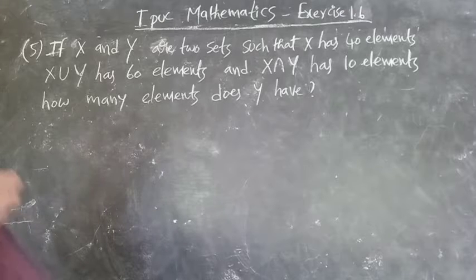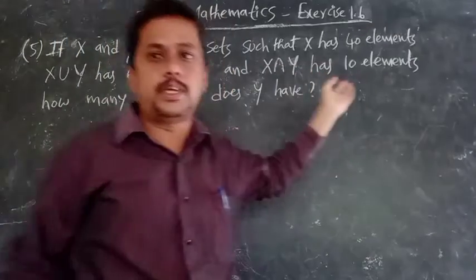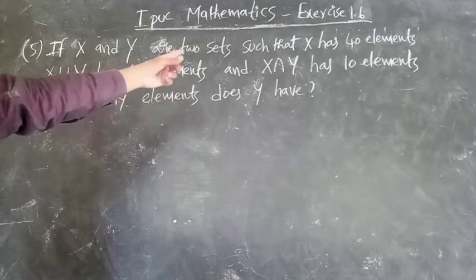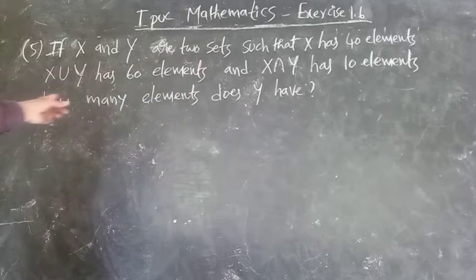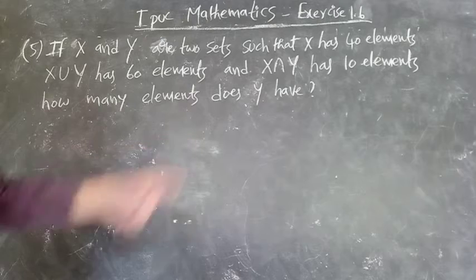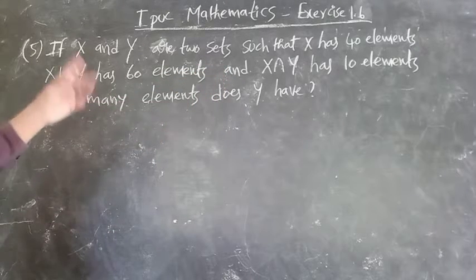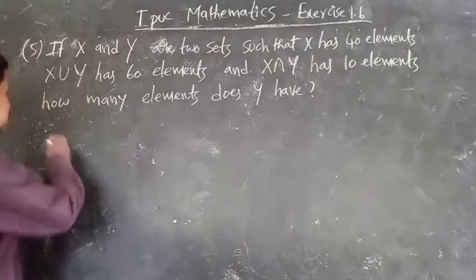Next problem, question number 5. If X and Y are two sets such that X has 40 elements, and X union Y has 60 elements, and X intersection Y has 10 elements, how many elements does Y have? So how to solve this one? Solution.